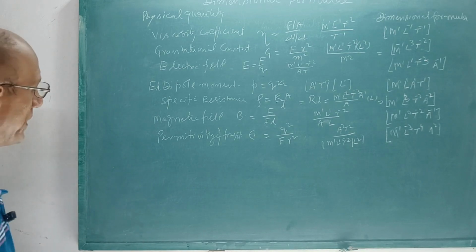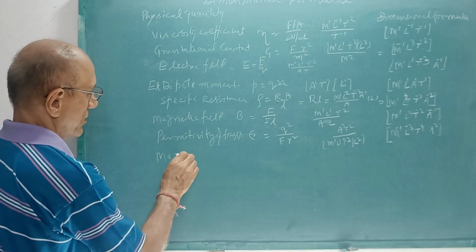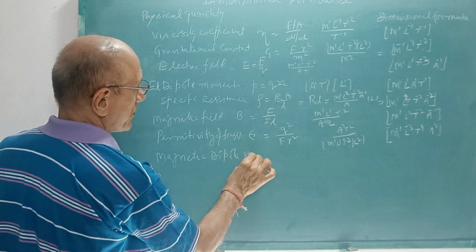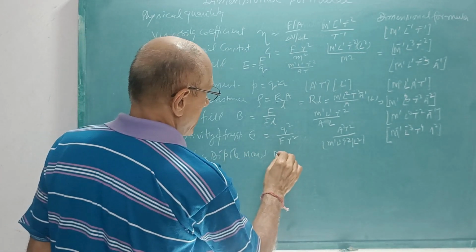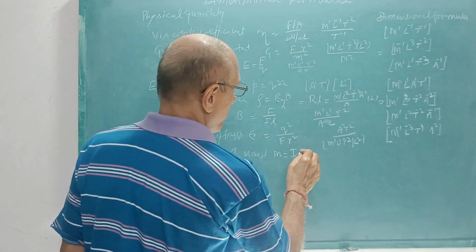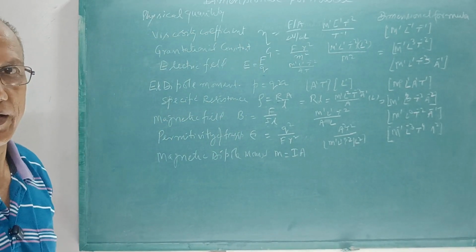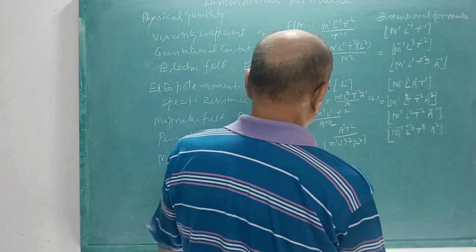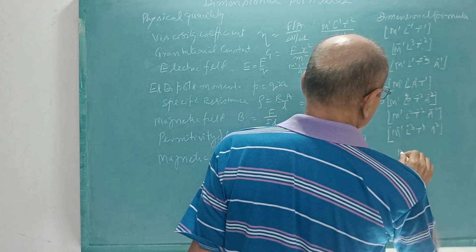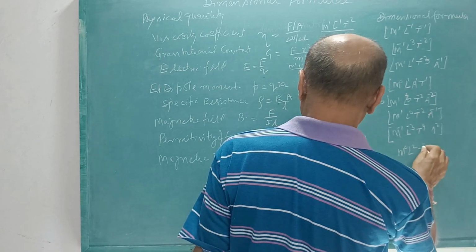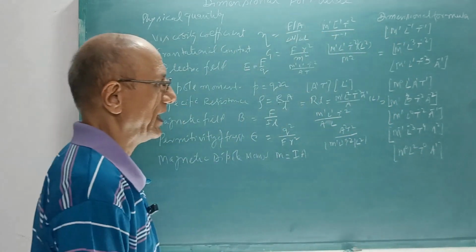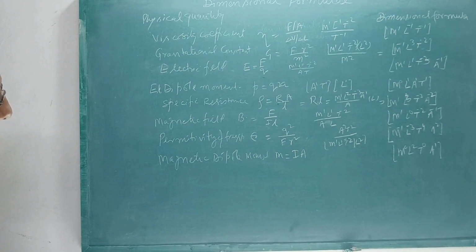Magnetic dipole moment, that is M equals to I into A, current and area. So area is M0 L square T0 and current is ampere A1. So it is M0 L power 2 T0 A1.